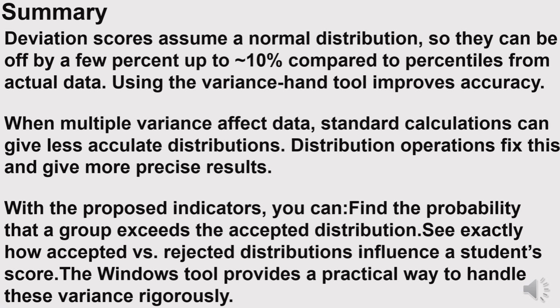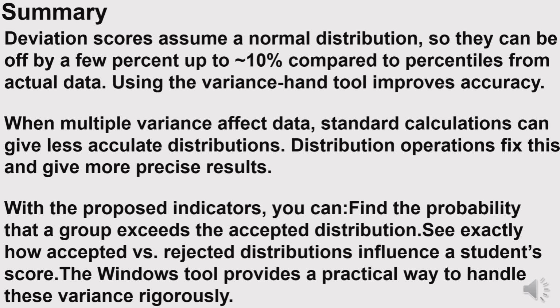When multiple sources of variation affect the data, the distribution after standard calculations may be softer and less accurate. In such cases, distribution operations are effective, as we demonstrated. The tool, which runs on Windows, provides an environment to handle variation rigorously.